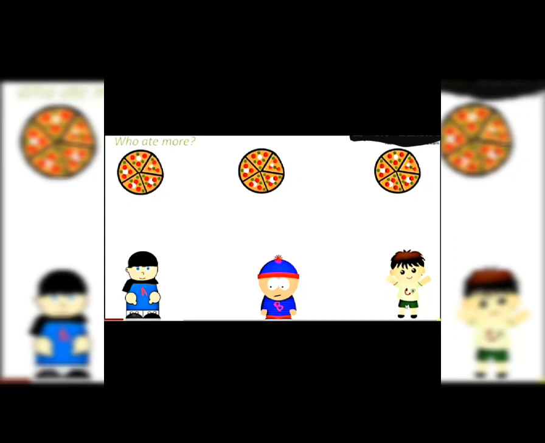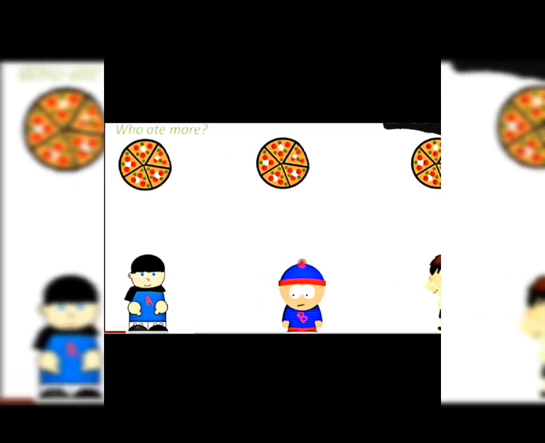Now let's take one more example here. Here we have three kids. Let's name them A, B, C. Now all of them are hungry and they are given a pizza. One complete pizza to each of them. Now based on their hunger and appetite, each of them ate different quantities of pizza.